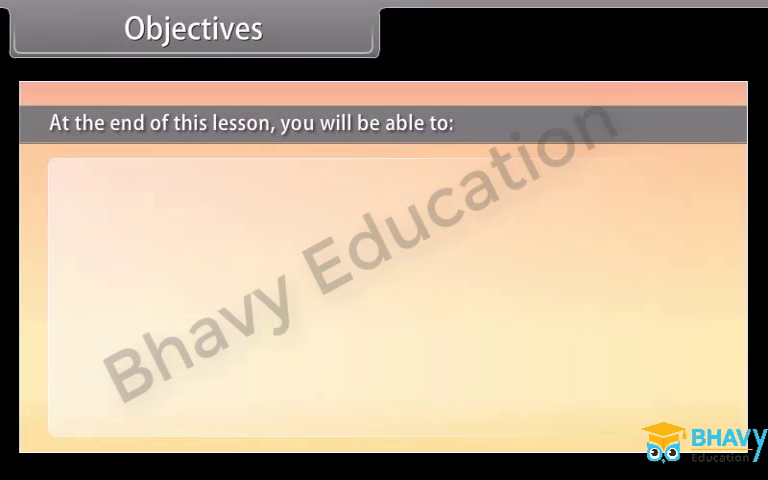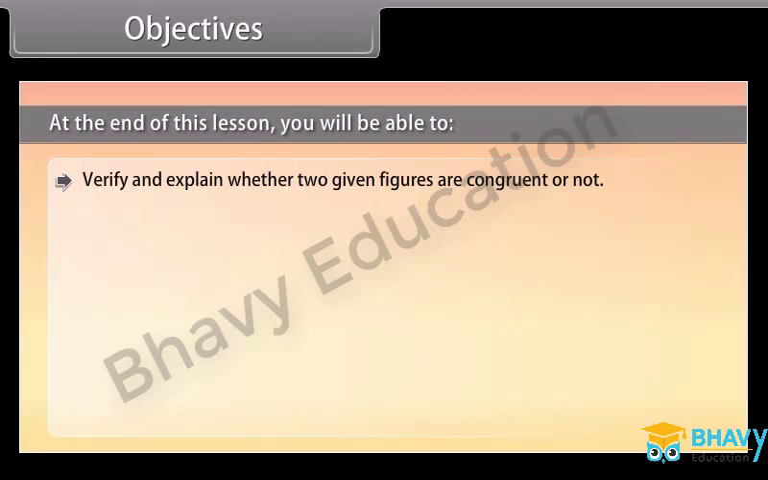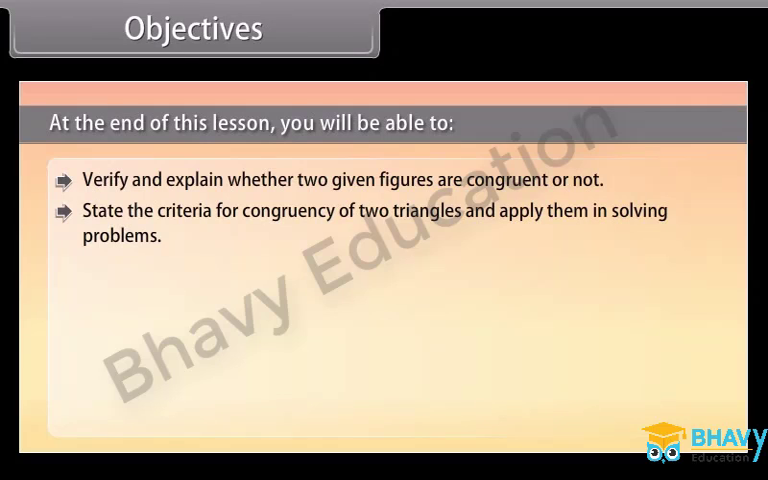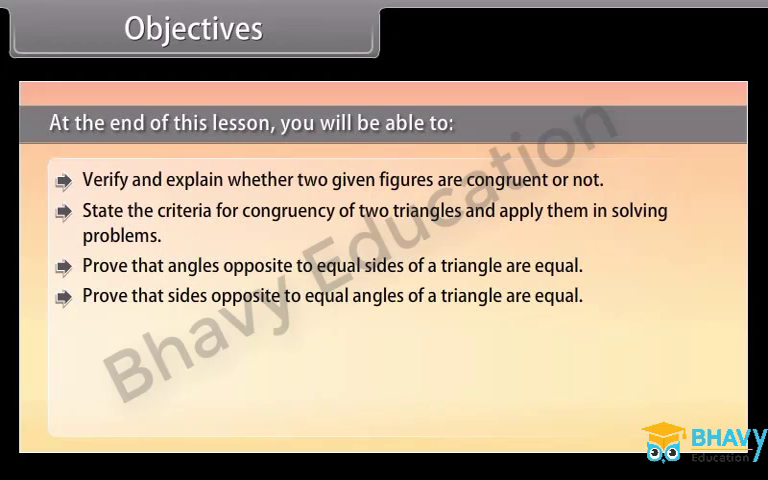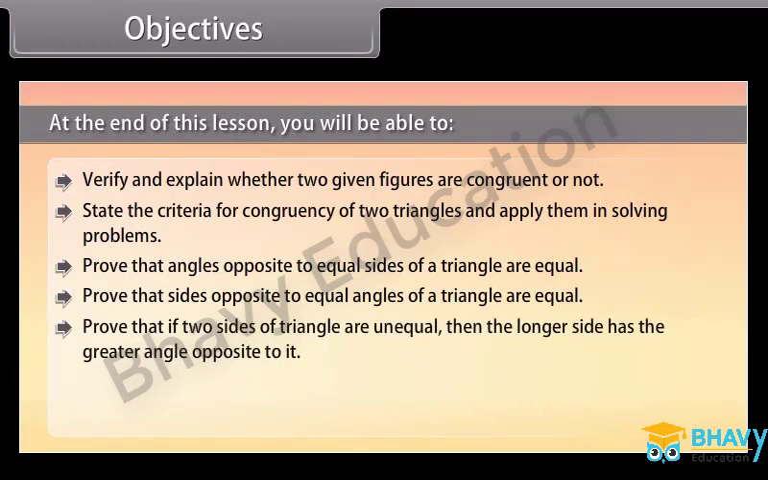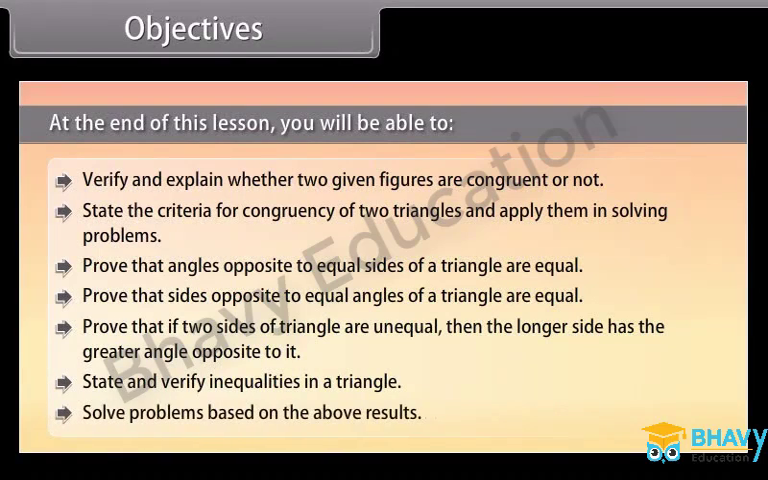Objectives. At the end of this lesson, you'll be able to verify and explain whether two given figures are congruent or not, state the criteria for congruency of two triangles and apply them in solving problems, prove that angles opposite to equal sides of a triangle are equal, prove that sides opposite to equal angles of a triangle are equal, prove that if two sides of triangle are unequal, then the longer side has the greater angle opposite to it. State and verify inequalities in a triangle. Solve problems based on the above results.